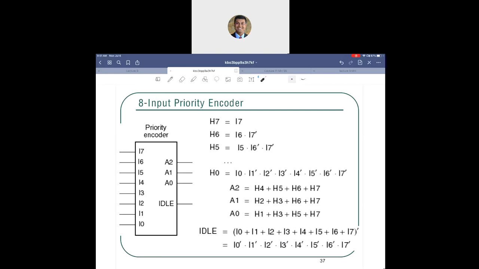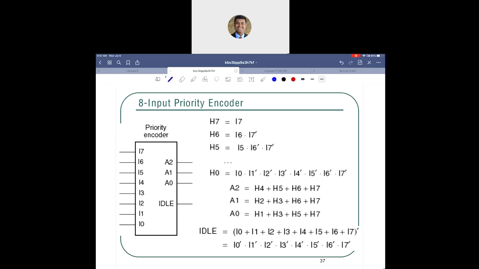The only difference is now, because you have priority implemented, you are going to have row expressions instead of direct inputs. And then there is also an additional output here, which is idle, which means I don't have anything on the input side. I did not get anything. So it is I0 or I1 or I2 and so on complemented, which means I do not have any input active right now. That's the output called idle.